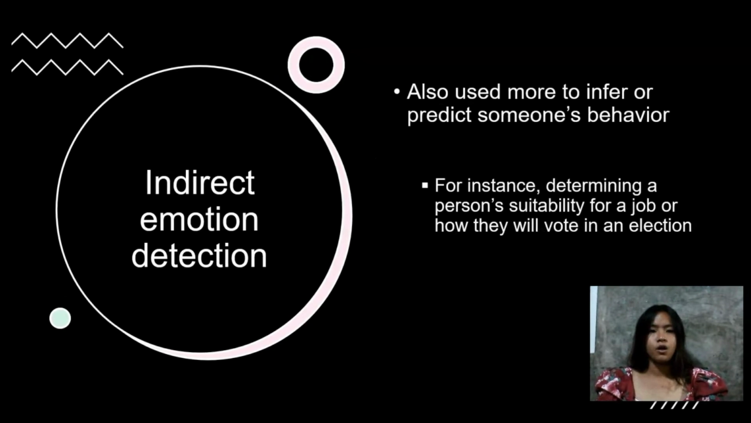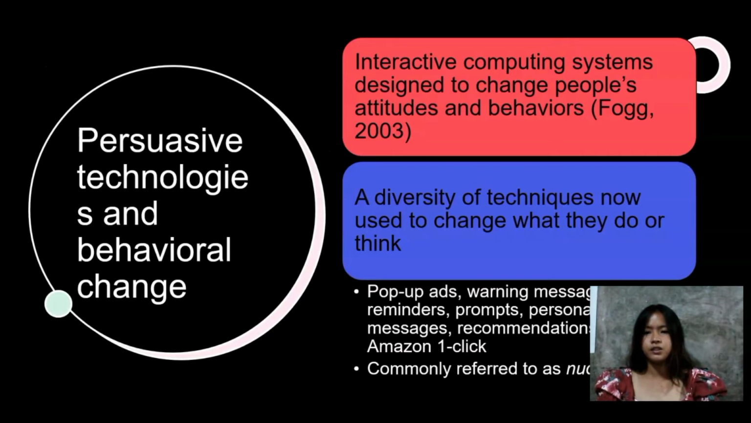Indirect emotion detection is also used more to infer or predict someone's behavior. For instance, determining a person's suitability for a job or how they will vote in an election. Persuasive technologies and behavior change: interactive computing systems designed to change people's attitudes and behaviors (Fogg, 2003). A diversity of techniques are now used to change what people do or think: pop-up ads, warning messages, reminders, prompts, personalized messages, recommendations, or Amazon one-click, commonly referred to as nudging.